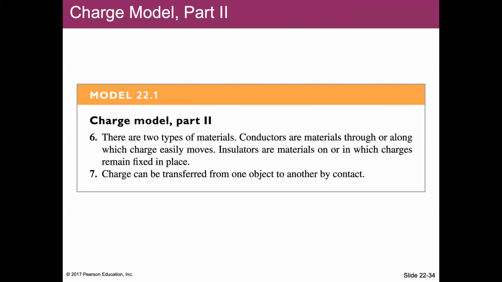Let's have a little summary here. There are two types of materials. Conductors are materials through or along which the charge can easily move. Insulators are materials in which the charges remain fixed or immobile. The charge can be transferred from one object to another by contact.